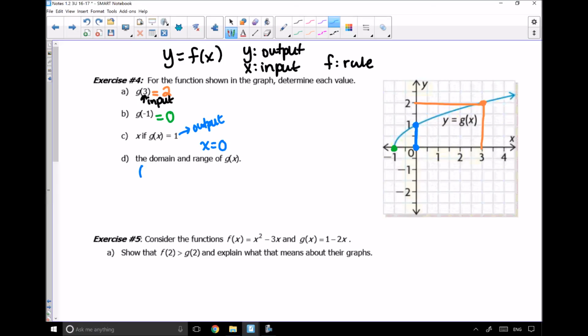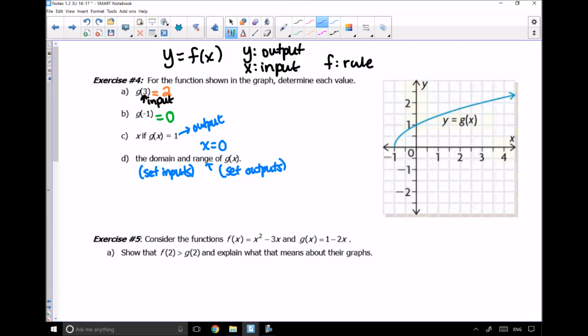Now don't forget the domain is the set of all inputs, and the range is the set of all outputs. So if I look at my graph right here, my inputs start at -1. I don't have any inputs to the left of -1. From -1 all the way on, it keeps going to infinity. I have inputs everywhere on this graph because each one of these points has a corresponding output. Every single one has a corresponding output, but before -1, they don't.